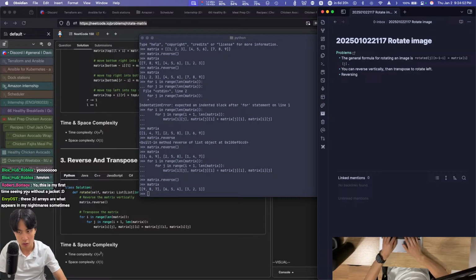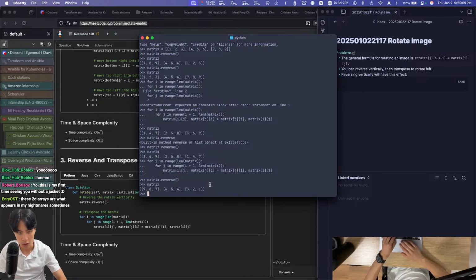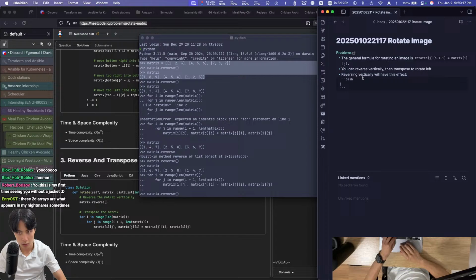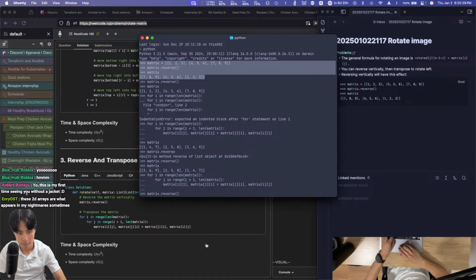Reversing vertically will have this effect, whereby I show a screenshot of the command line output. So if you have a matrix and you reverse, get this. Okay. Nice.